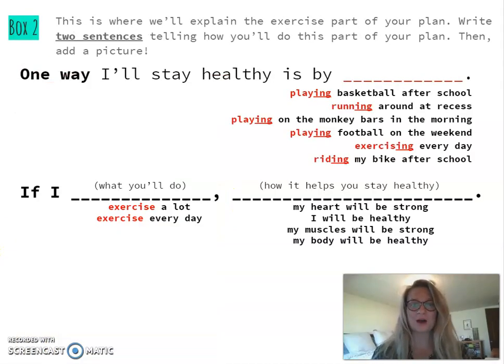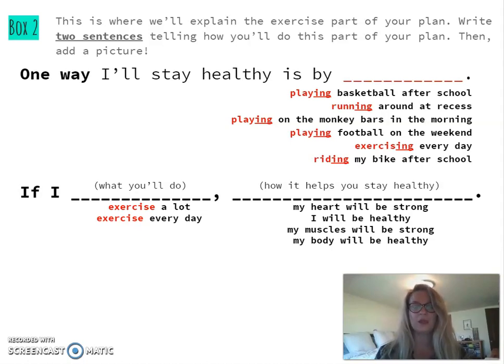Now we're ready for box 2. This is where we'll explain the exercise part of our plan. You're going to write 2 sentences, not 1, 2 sentences telling how you'll do this part of the plan. Then you'll draw a picture to match. Make sure you leave enough room to write your 2 sentences. I know when I made mine, I almost ran out of room because I forgot we were writing 2 sentences this time.